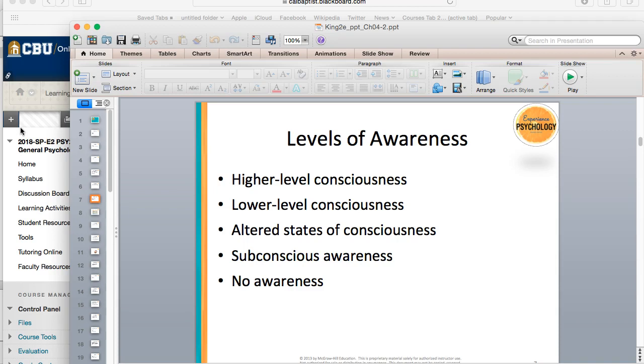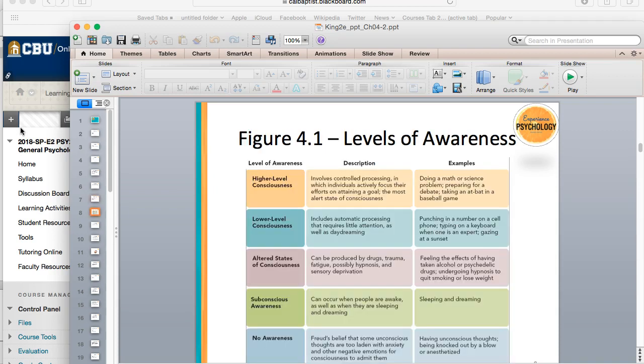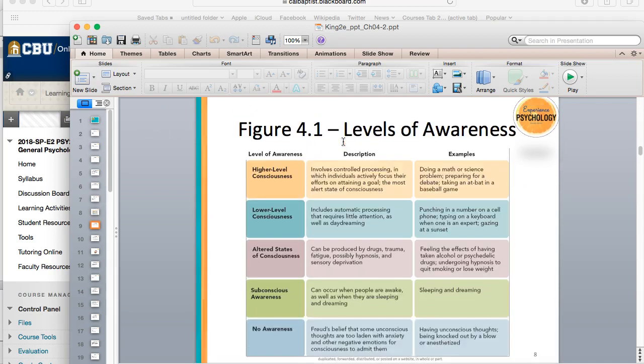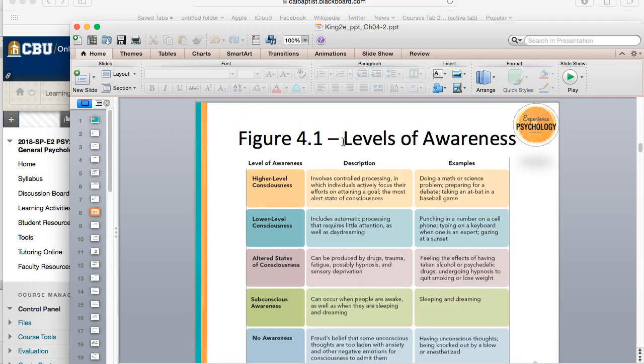Levels of awareness: higher level of consciousness, lower level of consciousness, altered states of consciousness, subconscious awareness, and no awareness. So yeah, and this goes a little more in depth as to what those levels of awareness are. So a higher level involves control processing, in which individuals actively focus their efforts on attaining a goal, the most alert state of consciousness. So an example of that would be doing a math or science problem, preparing for a debate, taking an at-bat in a baseball game, which is very interesting.